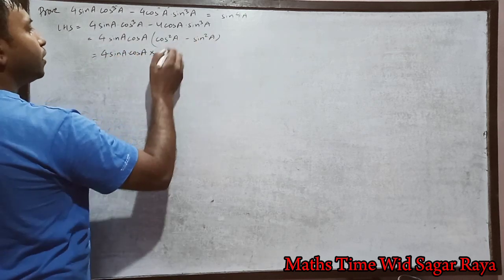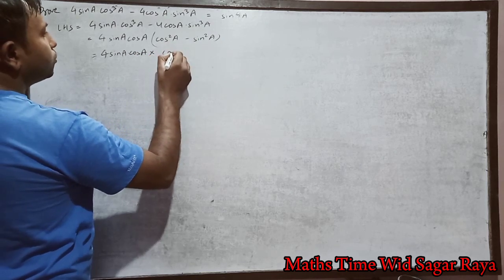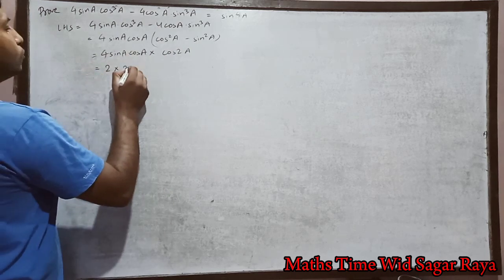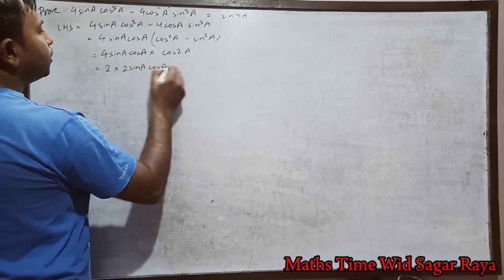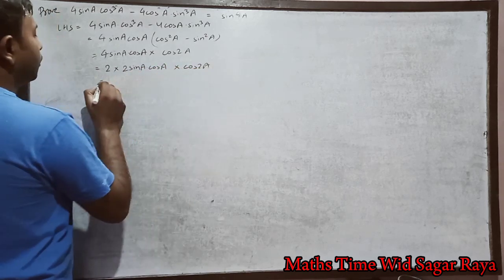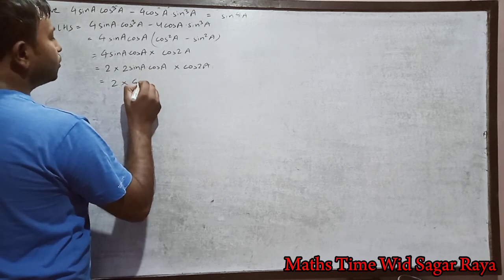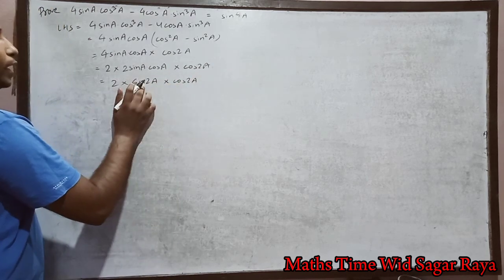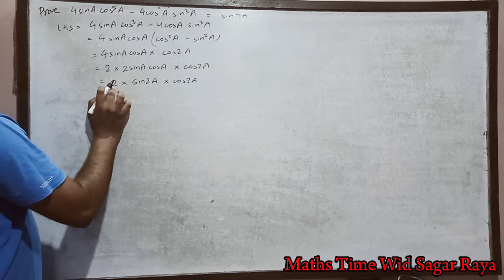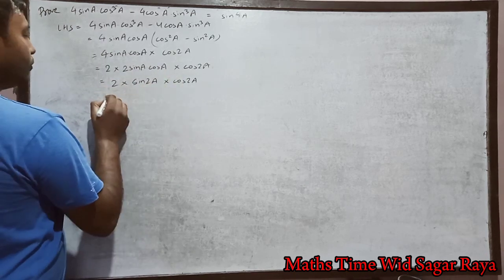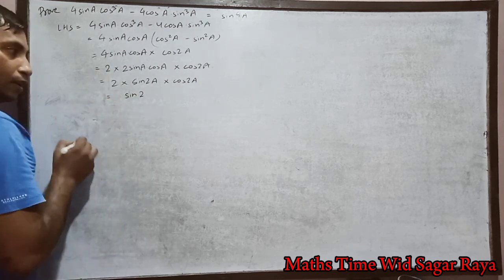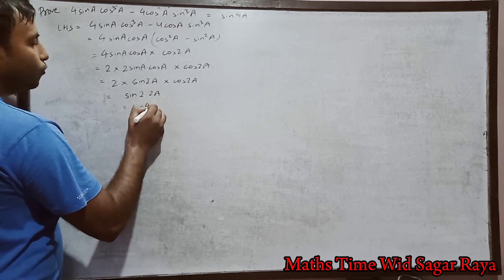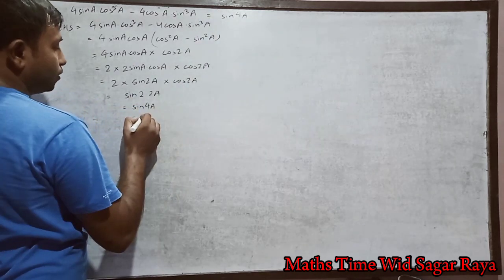Now cos square a minus sin square a is cos 2a. Now this 4 sin a cos a you can also change into 2 sin a dot cos a into 2 cos 2a. Now 2 sin a cos a means sin 2a into cos 2a. Now 2 sin 2a cos 2a is in the form of 2 sin theta cos theta, which means sin 2 theta. Theta means here 2a. So sin 2 into 2 is sin 4a, which is equal to the RHS.